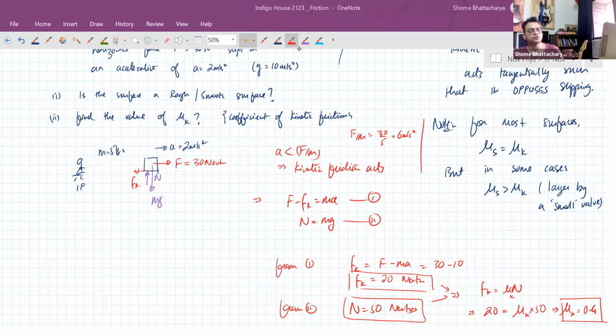So m into a is the net force, na beta? How do you know that when the force is 10 Newton, it would start to accelerate? This is the net force, no? 10 Newtons is the net force acting. That's why it has an acceleration of 2 meters per second square.